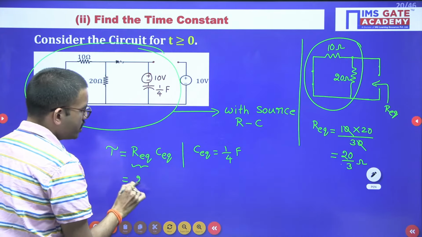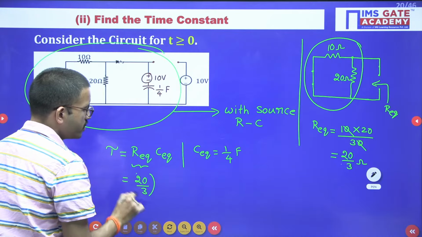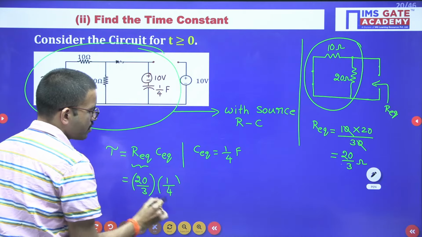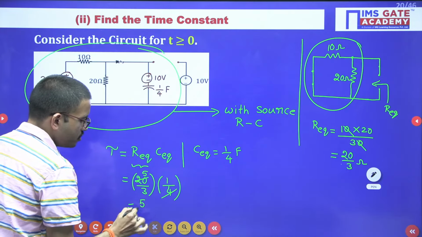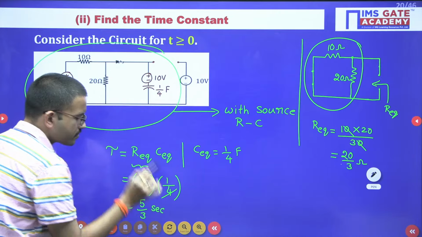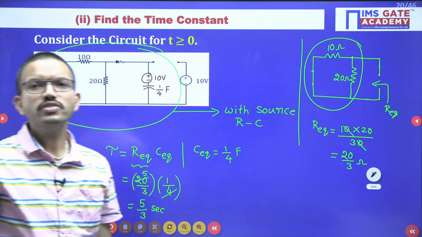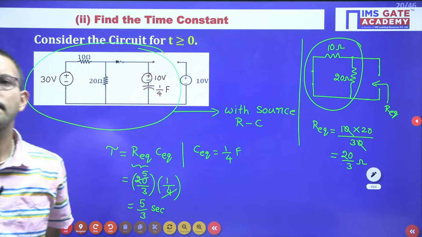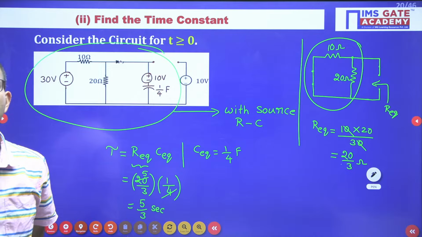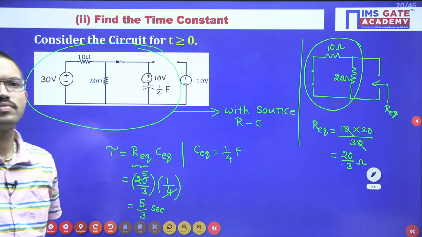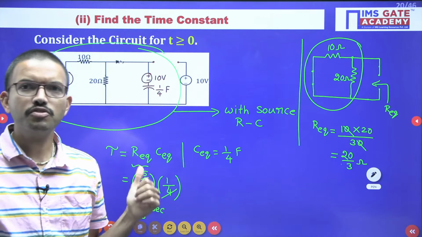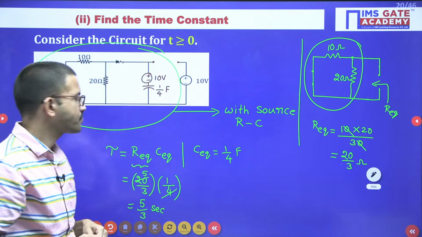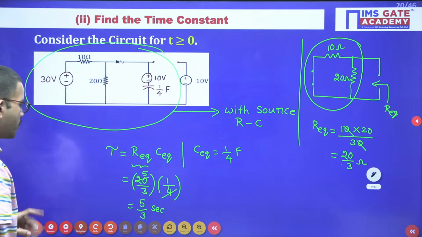R equivalent we just got 20 by 3 and C equivalent we got 1 by 4. So here 4 fives are 20, that means you get 5 by 3, units are seconds. Is it clear, Anup, now? Okay, I hope it is clear. Still, if you have any doubt regarding how to calculate the time constant, you can ask. I will repeat once. So we calculated the time constant.